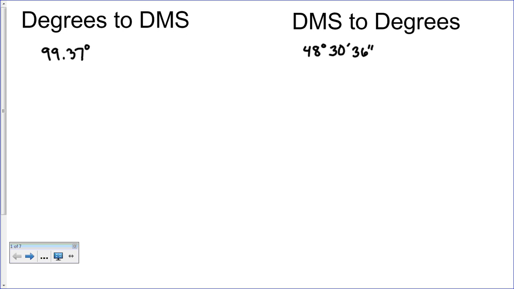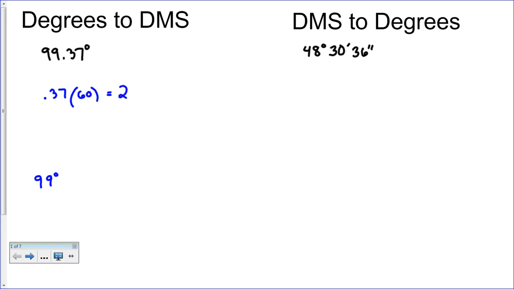And so that's very similar to what we have going on with time, right? All right, so we're going to convert this into degrees, minutes, seconds. And so the 99 part is going to stay the same. It'll be 99 degrees. But we need to take the fractional part, the 0.37, and convert it into minutes, and then we'll convert that into seconds. So I'm going to times by 60. Okay, 0.37 times 60 is 22.2.